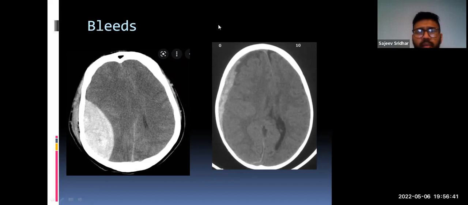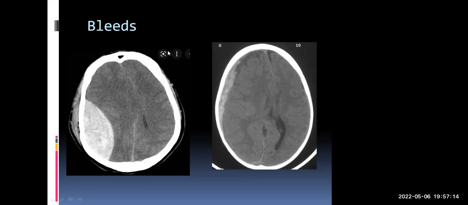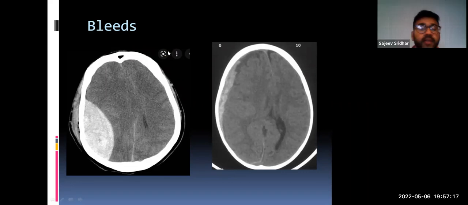Hang on, let me just get the pointer out. There we go. You can see these areas of darkness over here, and over here as well. Now, can anyone tell me what these areas are? What do you think they are? What are these darker areas present within acutely clotting blood? Hyperacute blood. Exactly, hyperacute. So that is a main thing that you need to look out for.